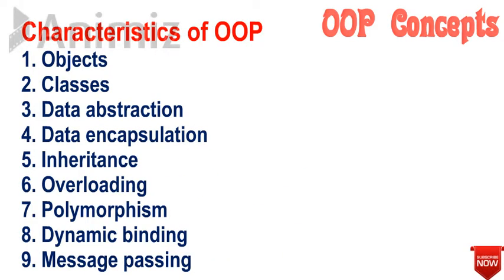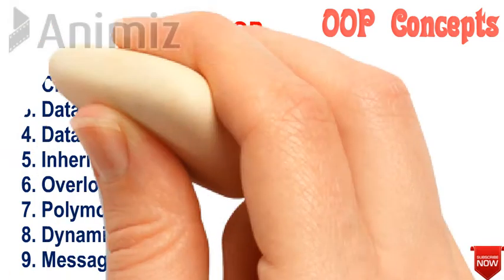The different characteristics of OOP are objects, classes, data abstraction, data encapsulation, inheritance, overloading, polymorphism, dynamic binding, and message passing. We'll check individually how each characteristics work.